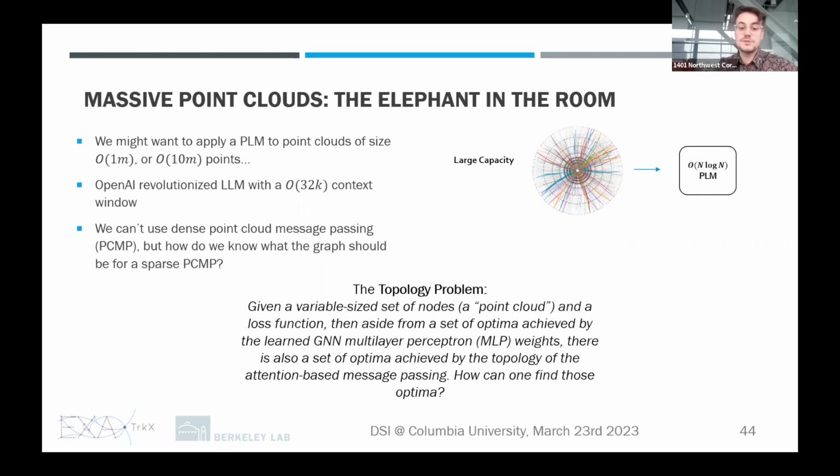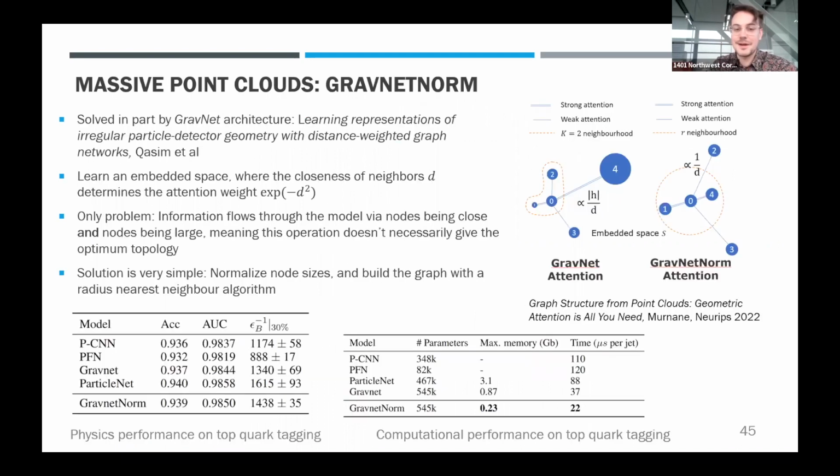We should probably use sparse point cloud message passing. But that begs the question, how do you construct a topology or a graph in which the points should communicate if you don't have any physical intuition about what that graph should be? That's a tricky problem. And I think the solution is given by a beautiful architecture created by a group at the CMS experiments called GravNet.